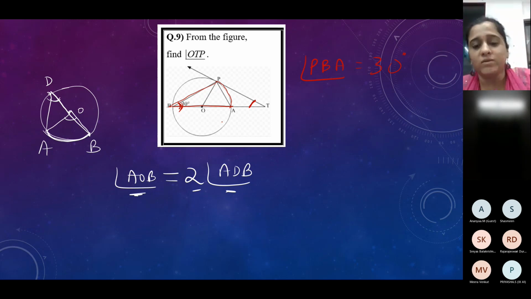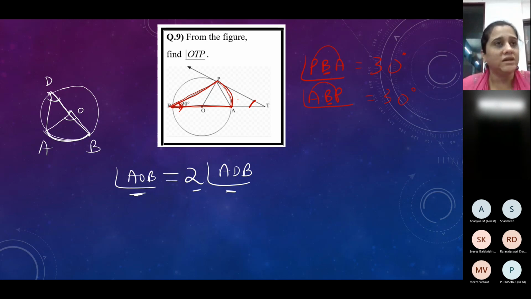Yes or no, children? From the name you can make out. You can even call that angle ABP. It is 30 degrees. So AP or PA is the arc. AP or PA, both are the same. That's the arc. And the point on the circumference is B. Angle ABP is 30 degrees.